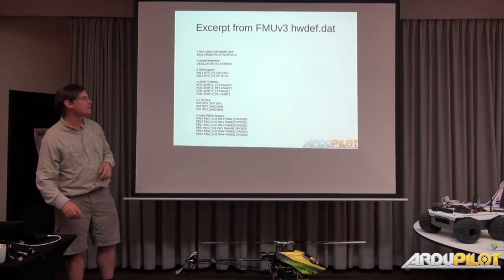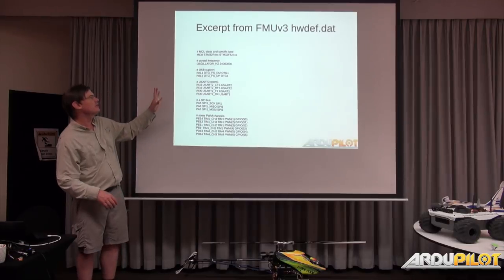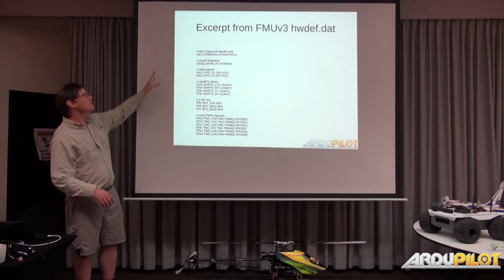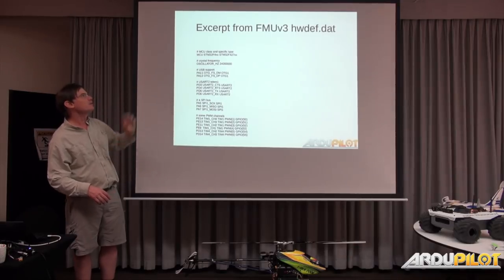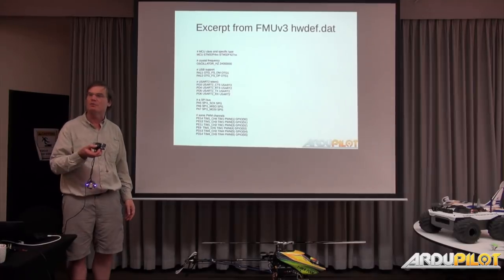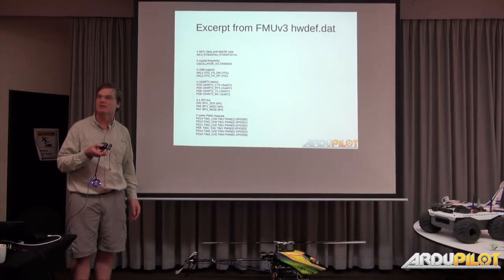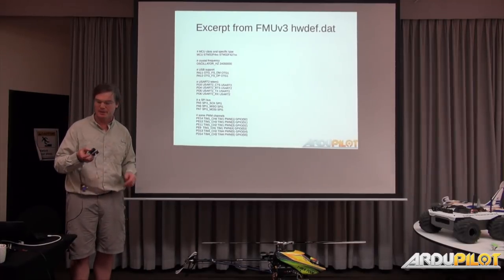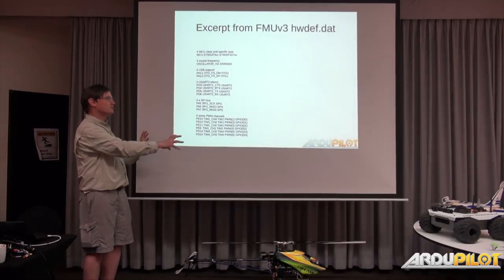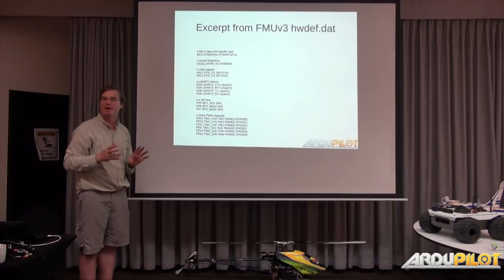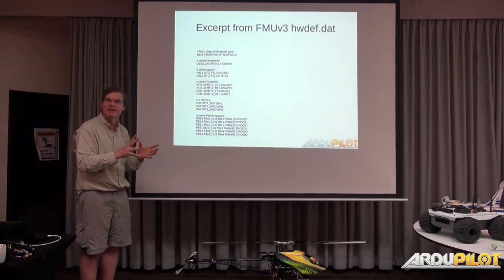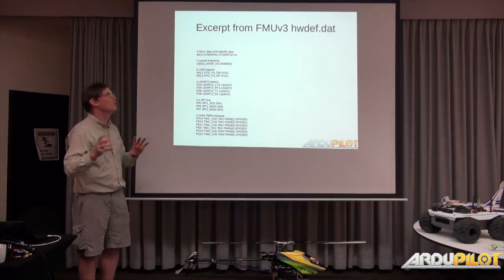So this is an example. I don't know if that's readable enough to everyone. Readable enough? Okay. This is an extract from the FMU V3, the Pixhawk 2 Cube. This is an FMU V3 architecture in the nomenclature of our community. And this is an excerpt from a piece of the FMU V3 hwdef.dat file, just to give you an idea of the flavor of it. It's not complete, but just an idea of how it works.